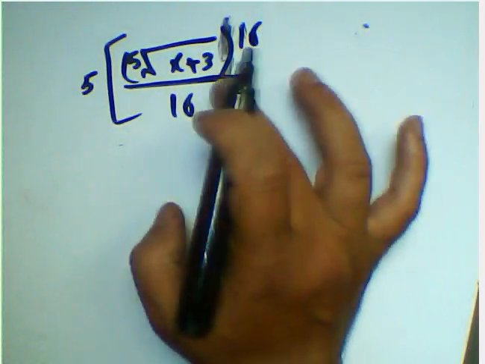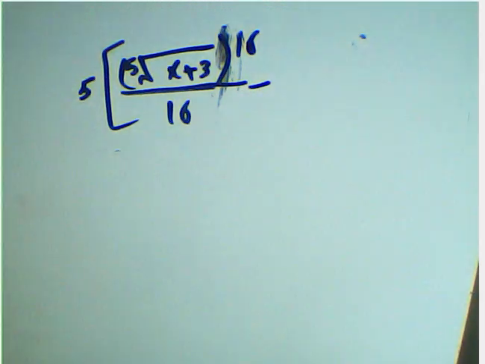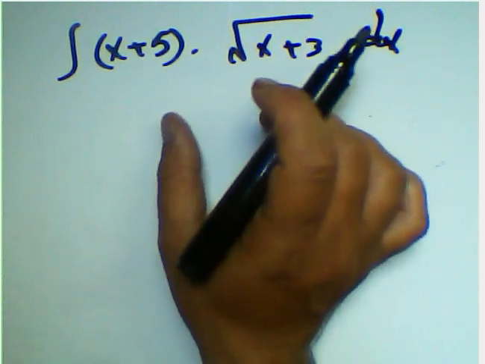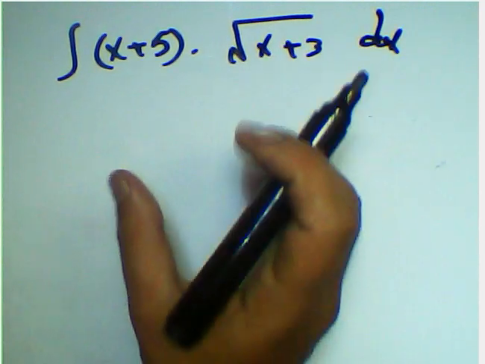Okay, subtract by... Find the integration of x plus 5 multiplied by the square root of x plus 3 dx. We can find the result in simplest form by using two methods. Okay, we will solve it by two methods.